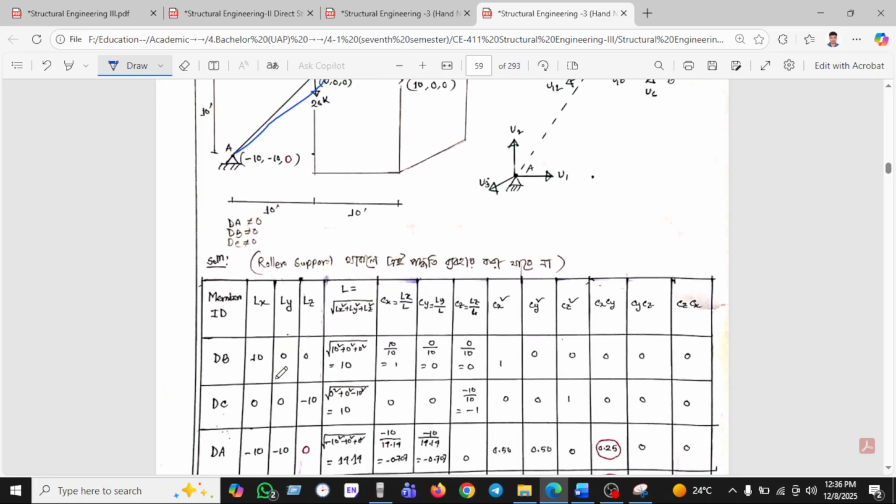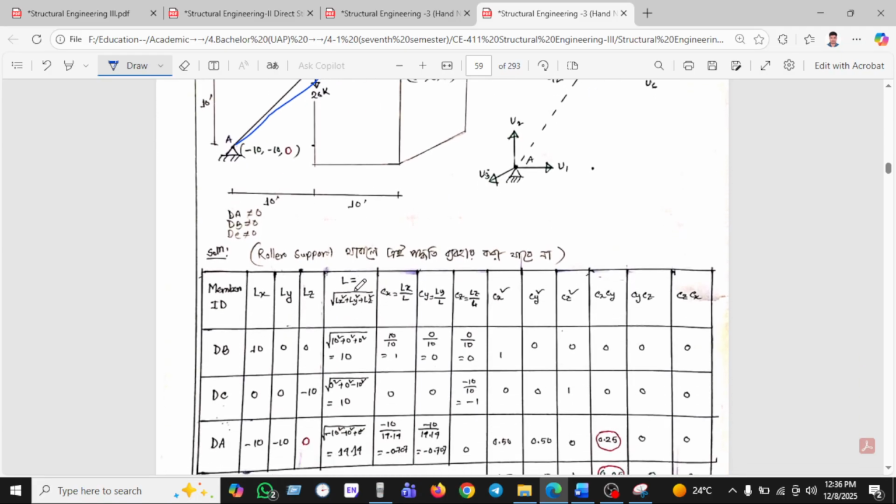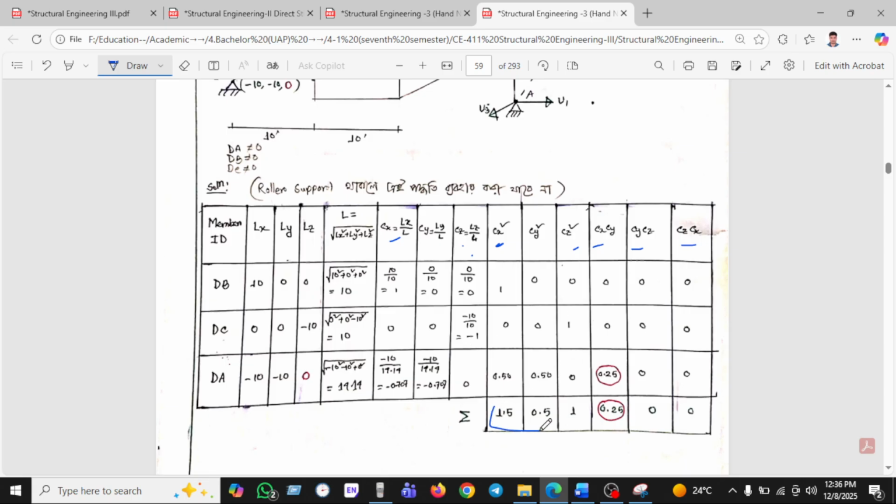So after calculating DB, DC, DA, we calculate Lx, Ly, Lz, and how do we calculate L? L is the square root of Lx square plus Ly square plus Lz square. And how will we calculate Cx? Cx is nothing but Lx divided by L. Cy is Ly divided by L. Cz is Lz divided by L. In the same way we can calculate Cx square, Cy square, Cz square, and also CxCy, CyCz, and CxCz. After putting these values in, we can sum all the values here.